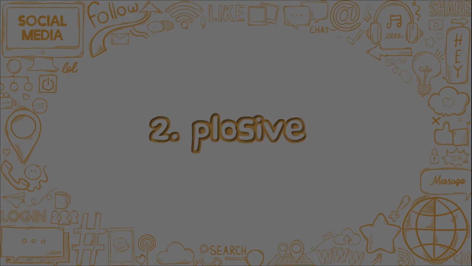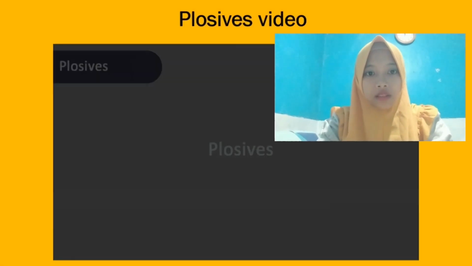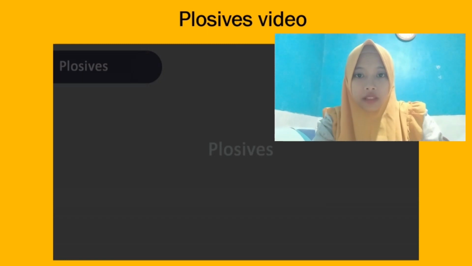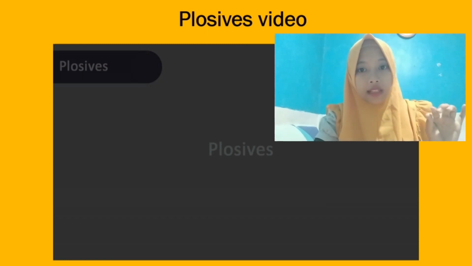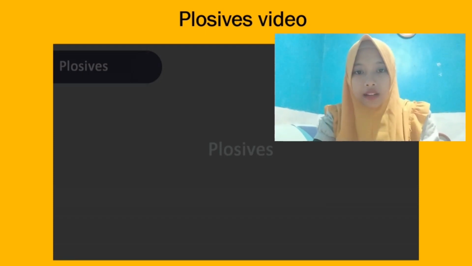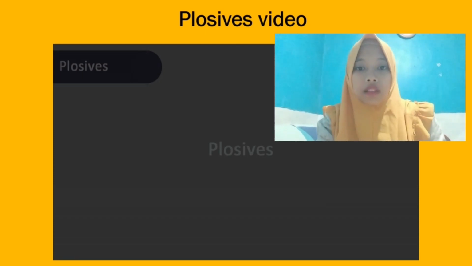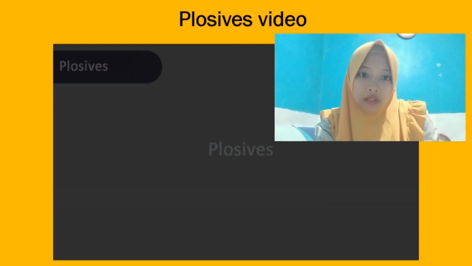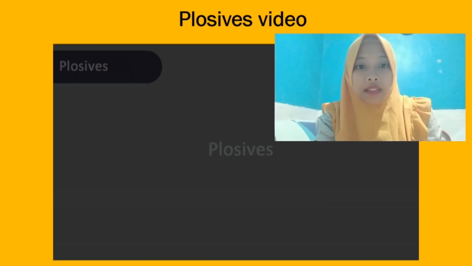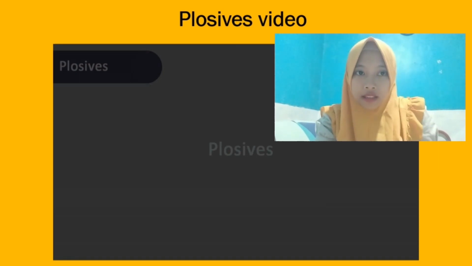Plosive. Plosive consonant sound. Plosive consonants are made by completely blocking the flow of air as it leaves the body normally, followed by releasing the air. English pronunciation contains five plosive phonemes. It is P, B, T, K, and G.